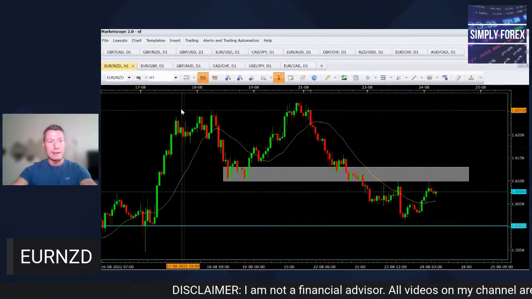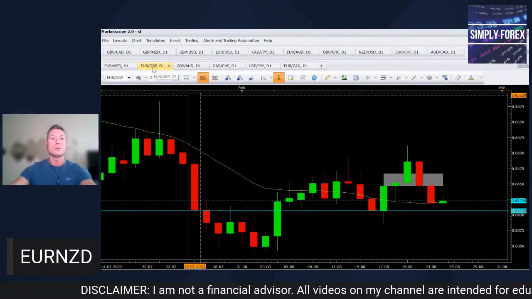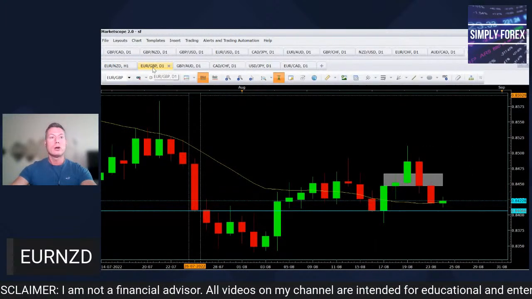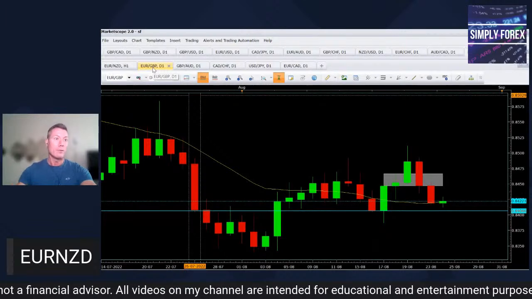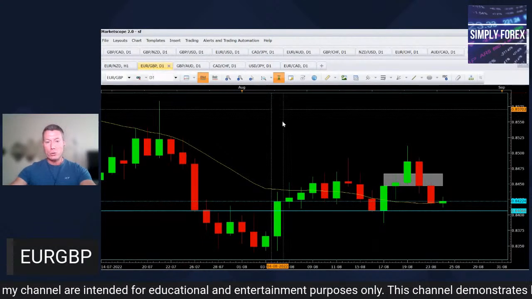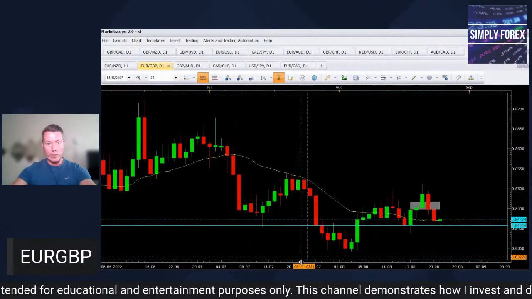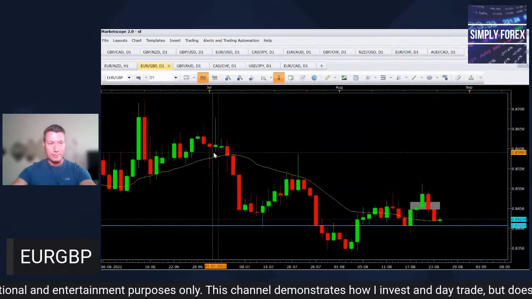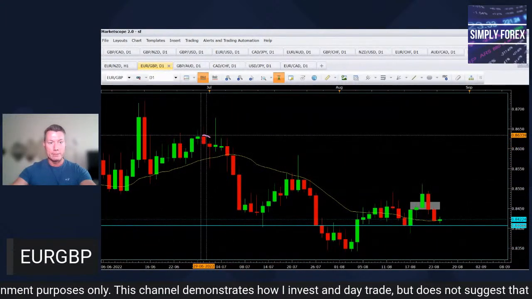Okay, next trade from yesterday was the euro against the pound. Remember, we were seeing euro weakness, so the idea with this pair as well was to short it. We were in a downtrend.